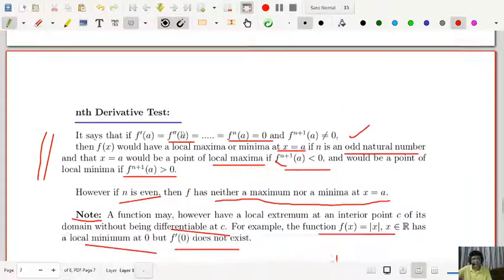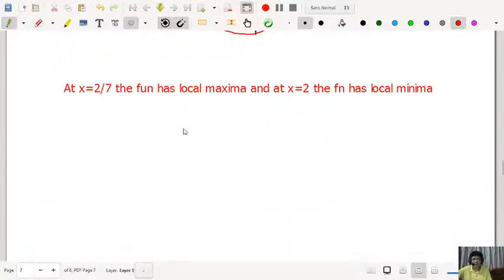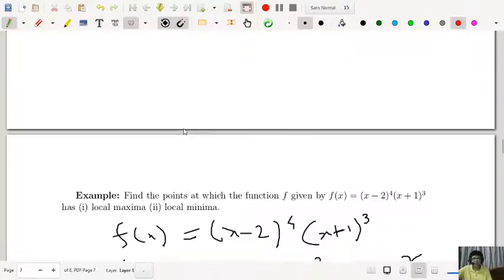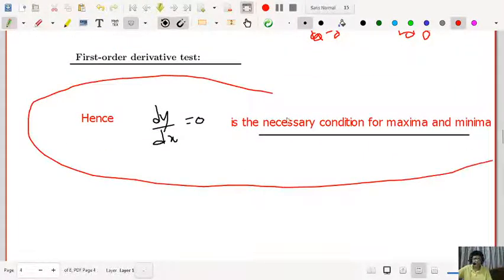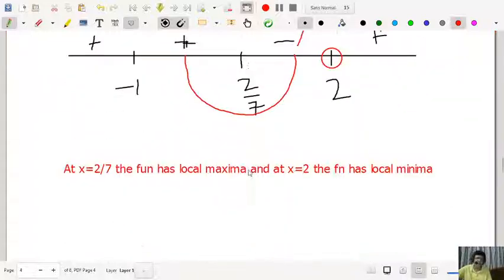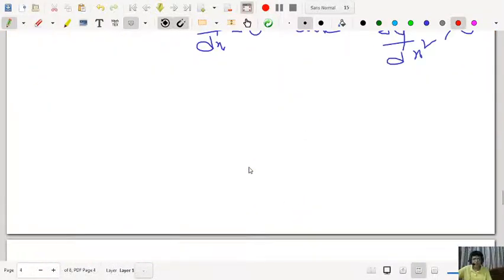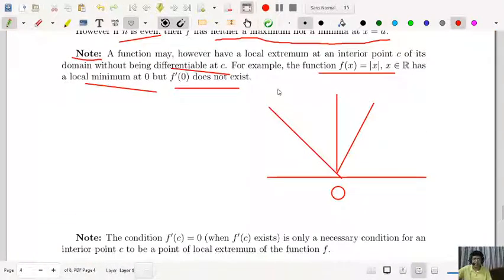Clear? That is why I have mentioned here, this is the necessary condition but not sufficient. That means without satisfying this condition, the function may have maxima or minima. And the most important example is mod x. The function is not differentiable at 0, but still it has a minimum at 0.